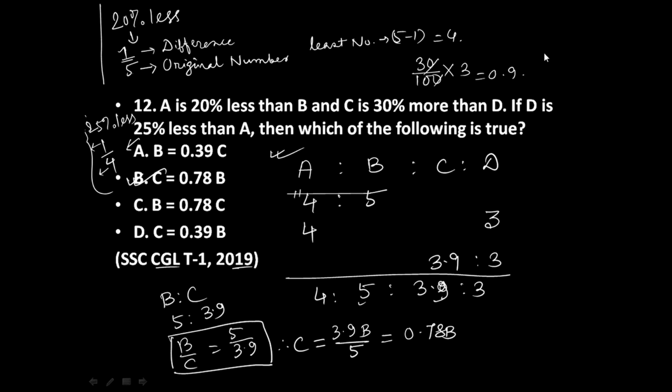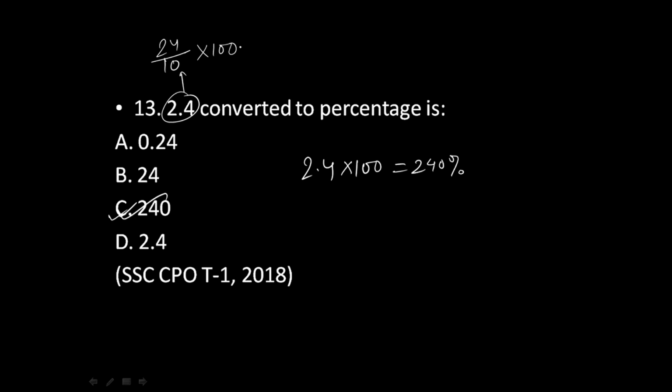I hope this is clear to you. Moving to the next one. Number 13, 2.4 converted to percentages. How will you solve it? 2.4 is a value in decimal, so we have to multiply it by 100. So it should be 240%. 240% is the answer. 2.4 means 24 by 10, right? It is the fractional value. Now I have to multiply with 100. So 240%.